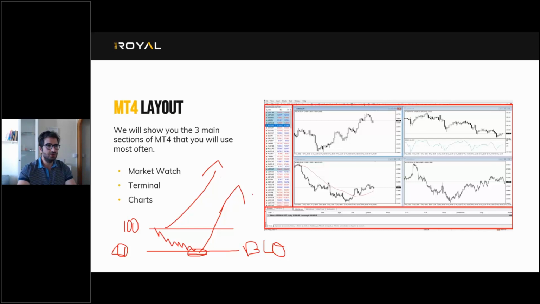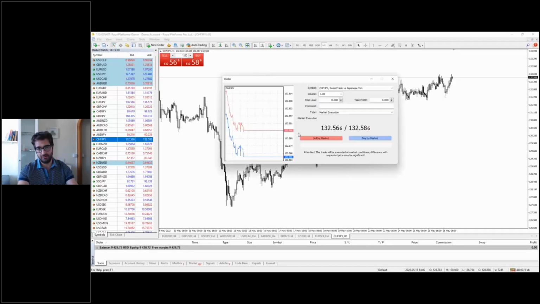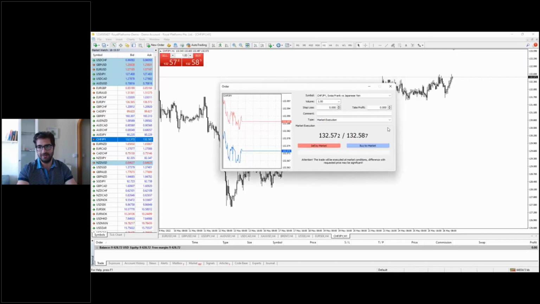How do you use these types of orders? If we go on MT4 and press F9 to open the dashboard of the orders, you will see here market execution and pending order. The market execution, I told you about it. If you would like to buy now at 132.56, you will buy directly. You will use market execution. You will buy at the current market price.